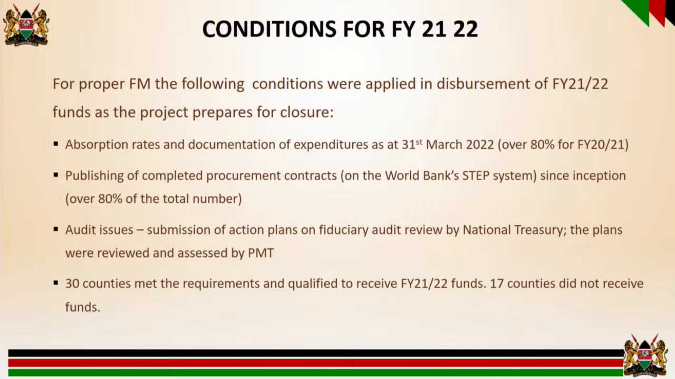Then publishing of completed contracts. We have the World Bank STEP system, systematic tracking of exchanges in procurement, where upon completion of each procurement contract, the county is required to publish on that STEP system. The counties are not doing very well with regard to this, and we've been following up with the procurement officers, the technical teams at the county level to ensure that all completed contracts are published. So as we also go back to our counties, that's one of the things that we need to look into even as we work towards successful completion of the THS project.